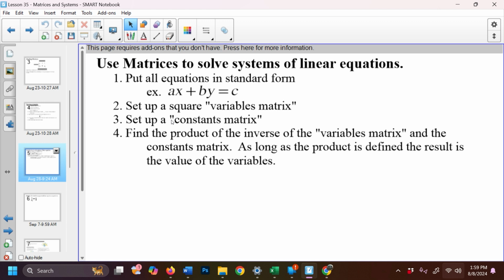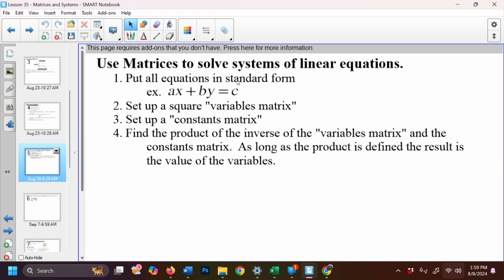It's actually going to just be 1 column in width, but depending on how many variables will tell you how many rows that constant matrix has. And that is going to be all of the values that have no variable with it. Hence, they are the constants matrix.